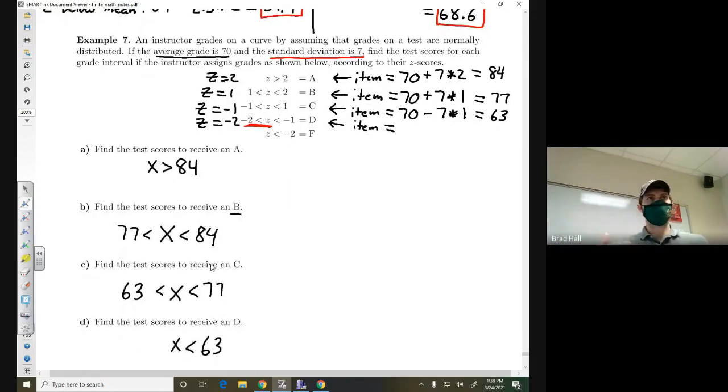So again, we have a Z score of -2, a mean of 70, minus 7 times 2. We use the minus because the Z score is negative, which means we are below the mean. And the magnitude of the Z score is 2, which tells us how many standard deviations below the mean we are. So that's just 70 minus 14, which is 56.